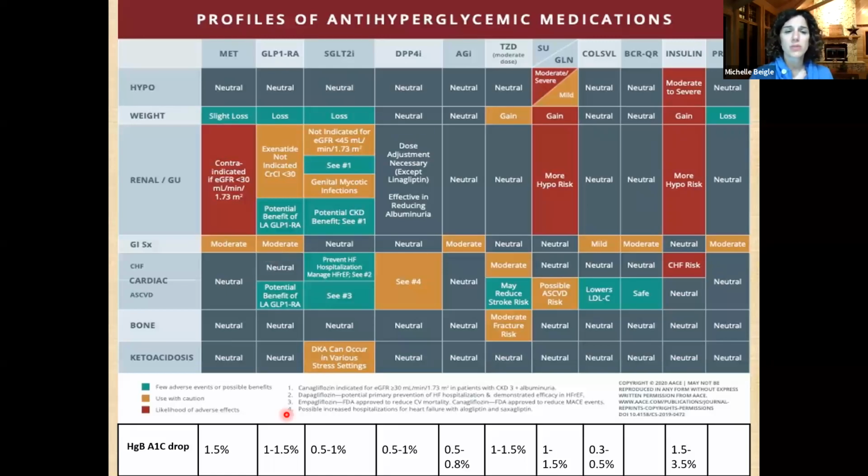And I'll talk for a minute when we're done with all the medications on kind of my strategy. What can we expect as far as hemoglobin A1C? About a 1 to 1.5% drop, so a pretty good bang for our buck.